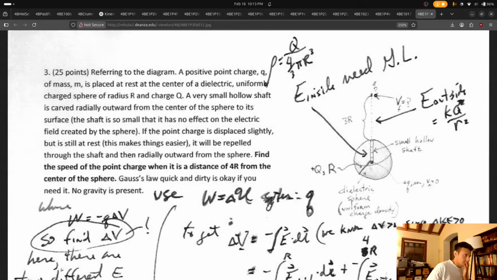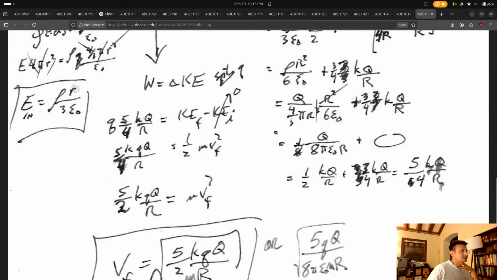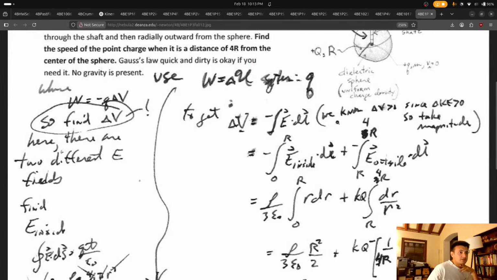Okay, so basically this is another kinetic energy problem. What we're going to do is use Gauss's law here, and we're going to have to do 2 delta V's. We'll find the delta V here and then the delta V here, find both of those works, add the works together, and that's it. So he probably does exactly that. Yeah, so he does 2 line integrals.